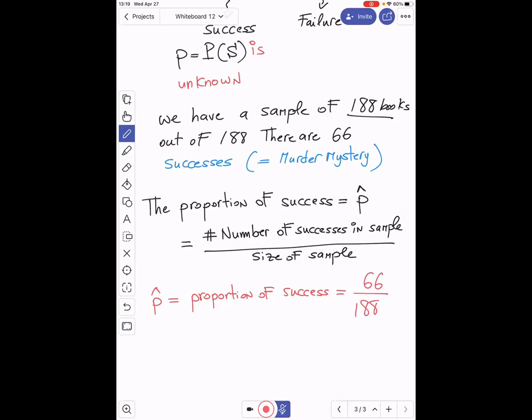But this proportion of success is not the probability of success. Again, we got this proportion of success using this sample of 188 books, right? But we don't know how many murder mystery books are in the whole bookstore. So this proportion of success is p hat. This p hat is different. So just be careful here. P hat is not p. It's not the probability of success.